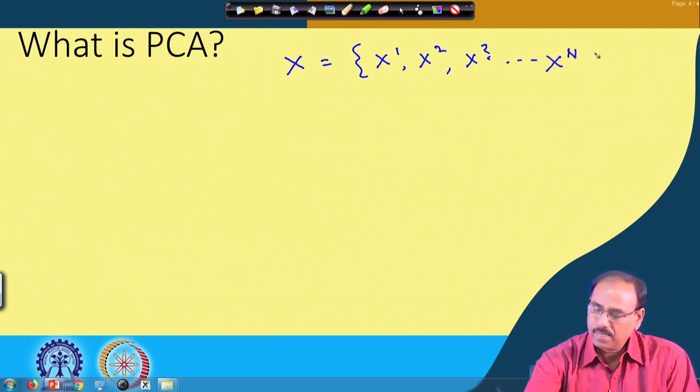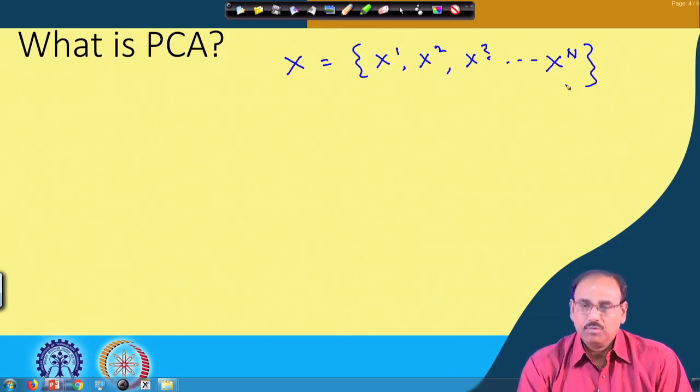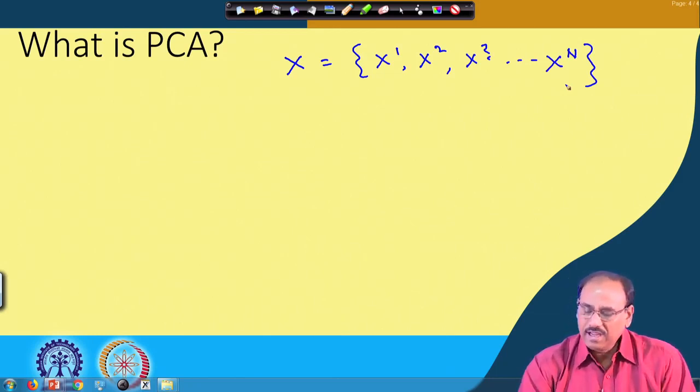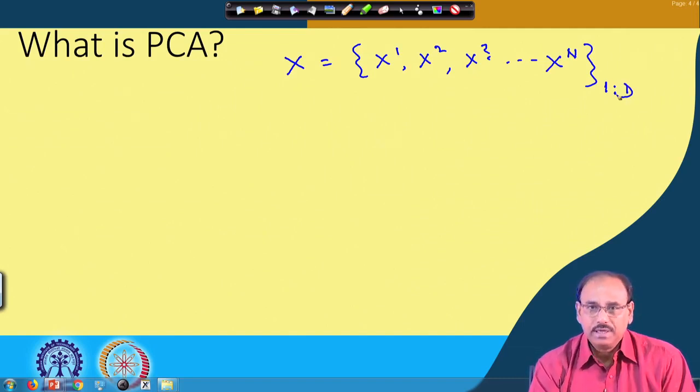Xn. So, assuming that we have n number of input vectors, and each of the input vectors may be of dimension, say, let me put as capital D. So, capital D is the dimension of the input vectors. That means each of x1, x2 up to xn has D number of components.